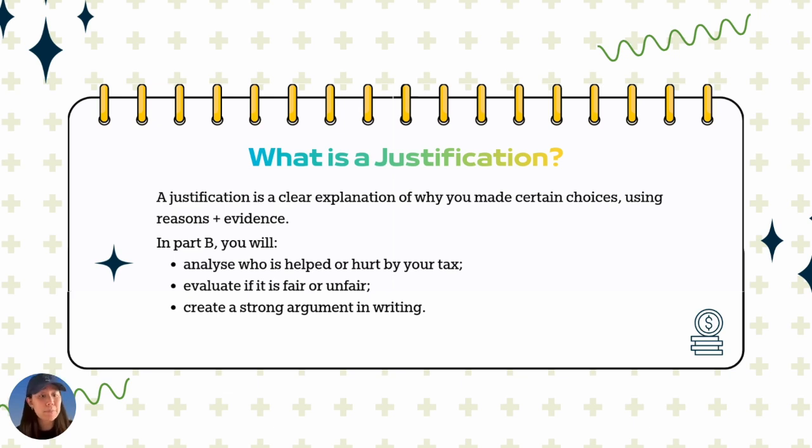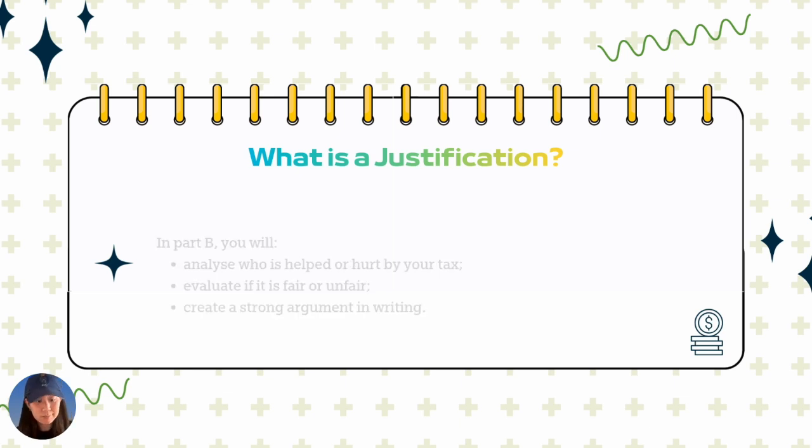So in part B, in this lesson, you will analyze who benefits and who loses from this tax, evaluate whether it is fair or unfair or a mix of both, and create a strong paragraph that uses economic language and your own judgment. So this is where your higher order thinking really shows. You're not just remembering facts, you're connecting ideas, making judgments, and explaining your reasoning clearly. Does that make sense?